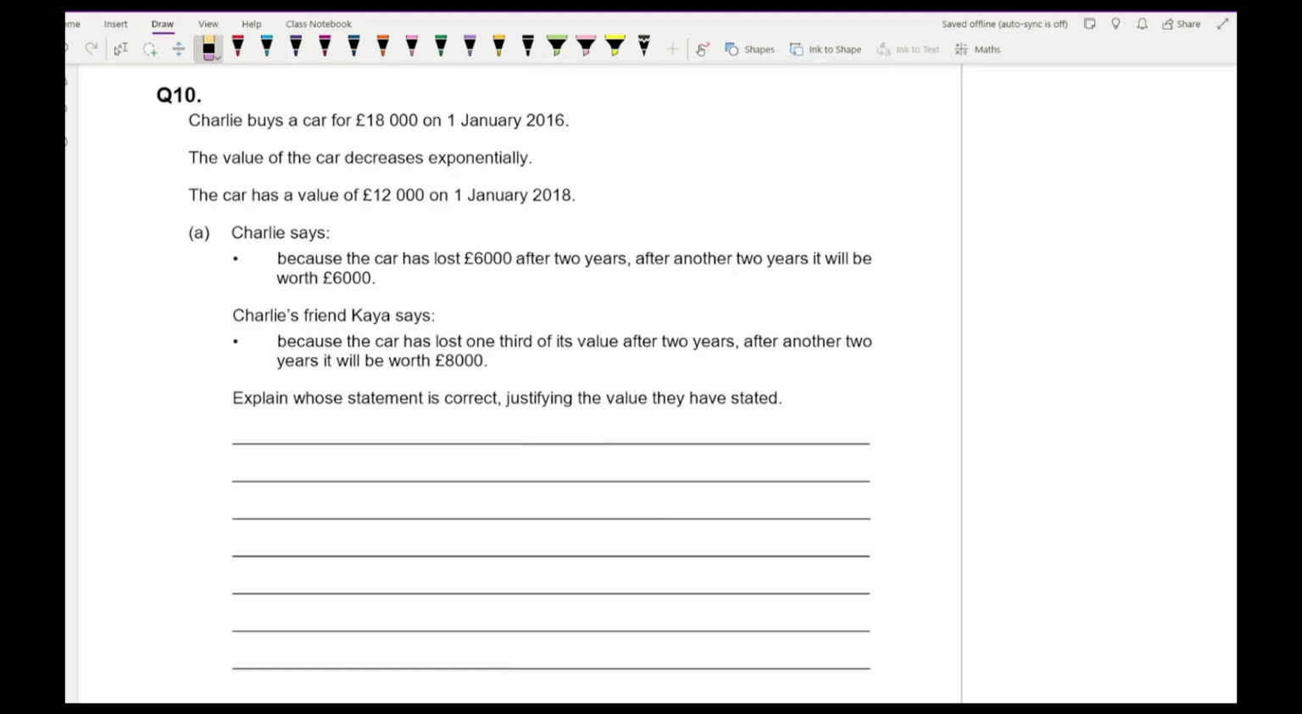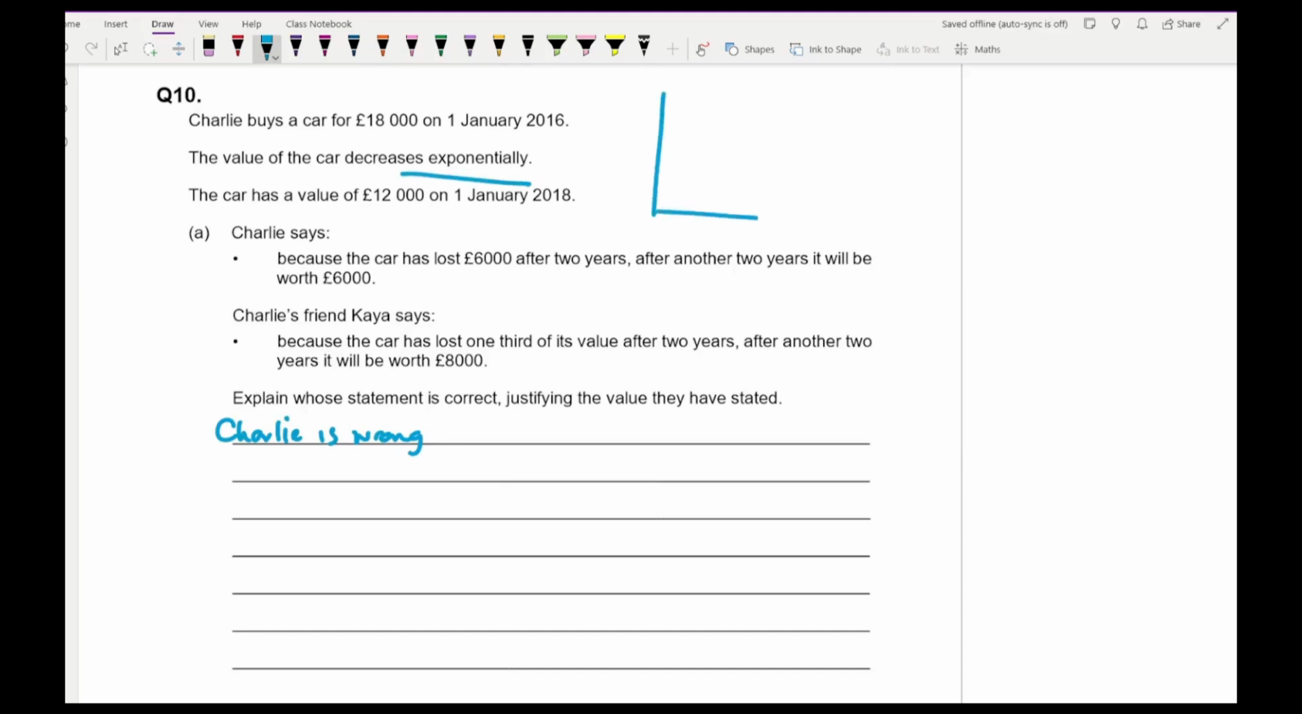Charlie's friend Kaya says that because the car has lost 1/3 of its value after 2 years, after another 2 years it will be worth £8,000. Explain whose statement is correct, justifying the value they have stated. So for this, what you want to say is that Charlie is wrong, and the reason for this is because it's decreasing exponentially.